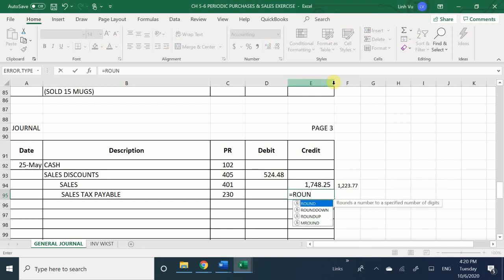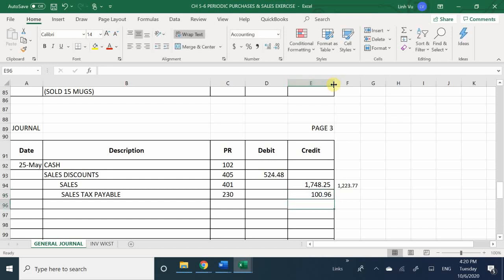Tax comes to $100.96102. 9.6, so round that up. So it would make it 96 cents. So $100.96 is going to be the amount of tax that's going to be off of the 1223.77. Now, with that being said, how much cash am I actually going to be receiving in total?